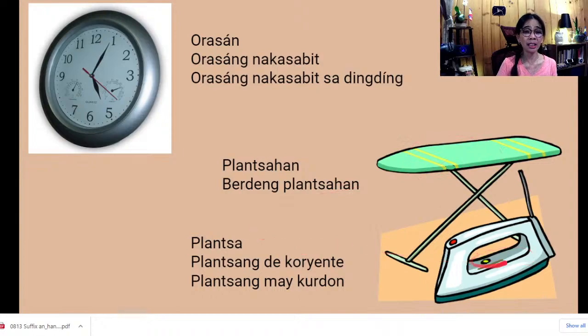And of course this thing, the flat iron, we call plancha. Planchang de corriente means electric flat iron. Or planchang may cordon. Cordon for wire. So plancha with wire.